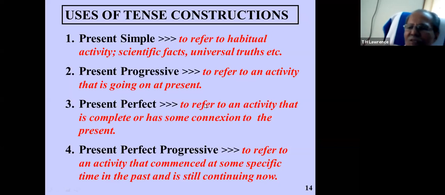Now, universal truth, as I will say, time and tide waits for no man. See, time and tide waits for no man. Waits, that is present simple. And you can also have proverbs. Most of the proverbs are in the present simple form. All that glitters is not gold. Or, slow and steady wins the race. That's another proverb. Slow and steady wins the race.